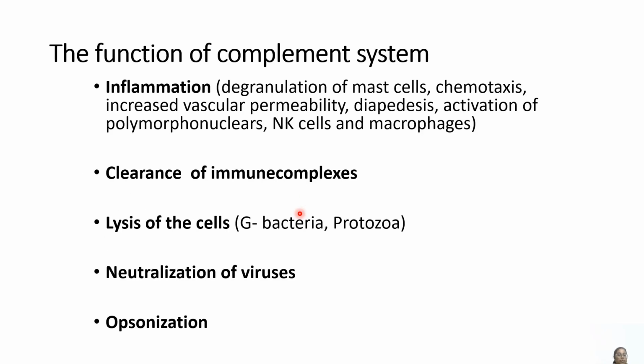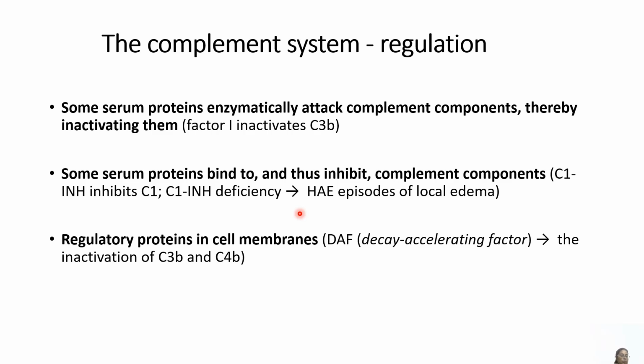Okay, so we'll not go into the huge details of the complement system, just what are the basic functions. Inflammation like degranulation of mast cells, chemotaxis, increased vascular permeability, diapedesis, activation of polymorphonuclears, NK cells, and macrophages. Then clearance of immunocomplexes, lysis of the cells like G bacteria, protozoa, neutralization of viruses, and then opsonization. Okay, so what is opsonization? We'll also discuss all of this.